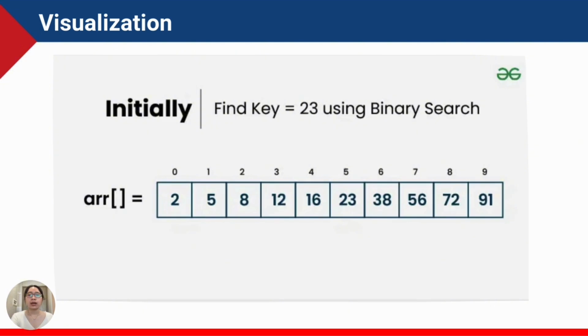So I made a visualization of the process for you to easily understand this. In the initial state, here we have a sorted array, and our goal is to find the key 23. The array indices go from 0 to 9, and the values are sorted in increasing order. As you can see, this is important because binary search only works on sorted data. At this point, the search range is the entire array.